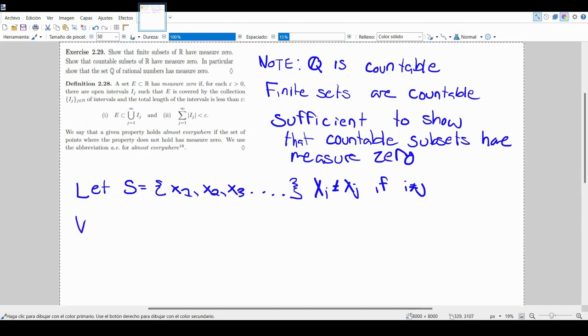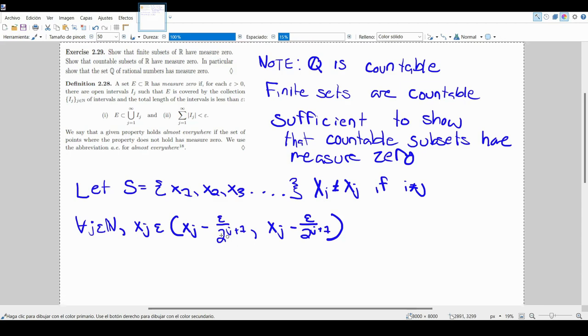We'll consider that for any natural number j, the value xj is contained in the interval defined by xj minus epsilon over 2 to the j plus 1 and xj plus epsilon over 2 to the j plus 1. So this is just clearly a minor shift to xj as the lower bound. Oh, excuse me, that's a plus. And a minor increase as the upper bound. And it's trivial that xj for every j will be contained here.